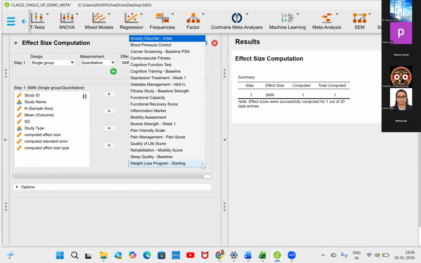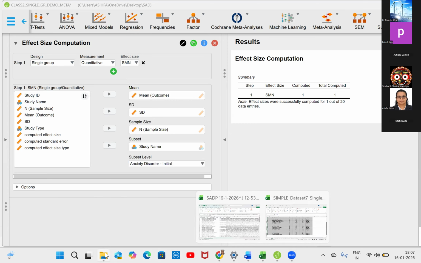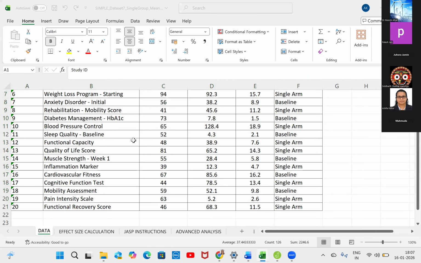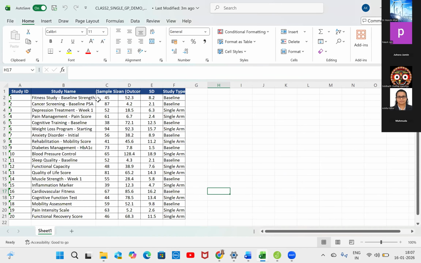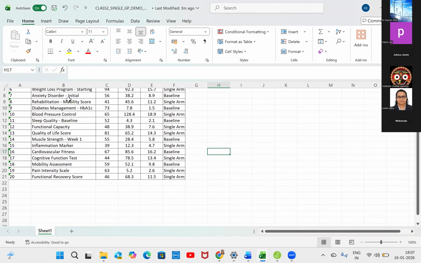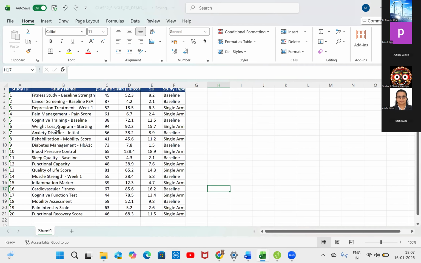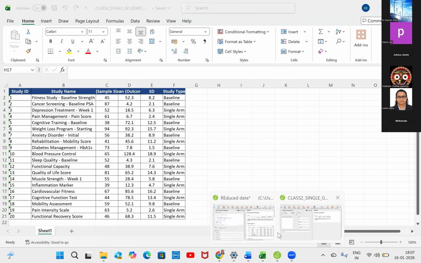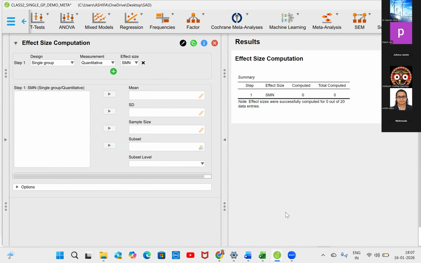Go to the Excel file. This is the list there, right? Go to the Excel file. You see? The study names are like this, right? Cancer screening, depression, blood pressure, sleep quality, right? These are the names. So go to the JASP again. Go to the JASP again.